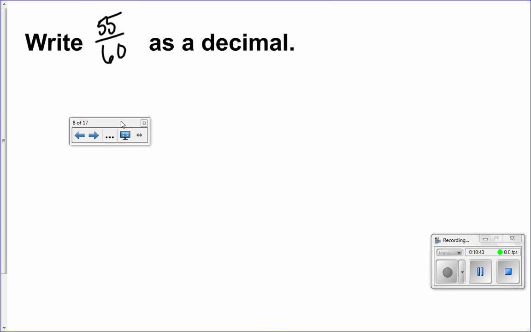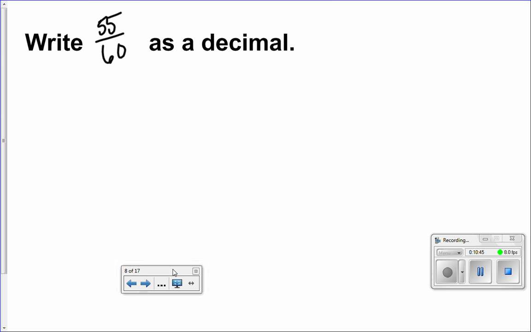So why don't you go ahead and use your calculator for this one and write 55/60 as a decimal. So again, now would be a good time to pause for you to try this example. So again, 55 divided by 60. Type that into your calculator.